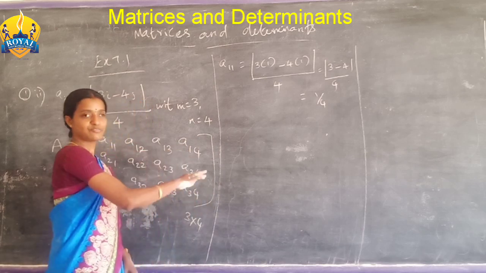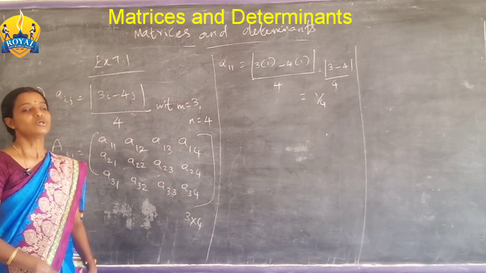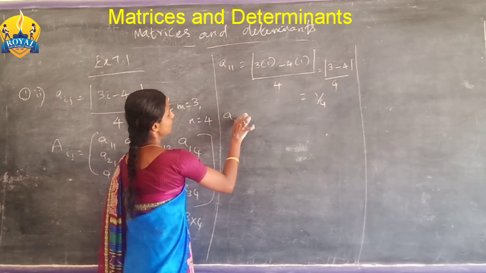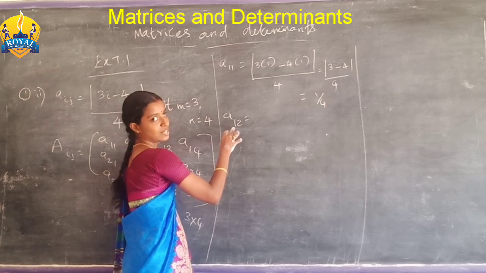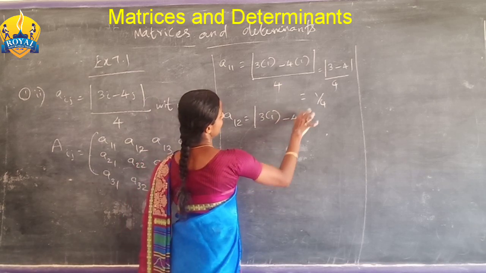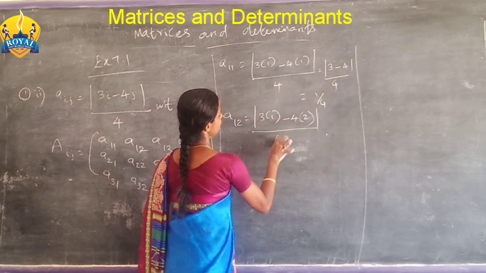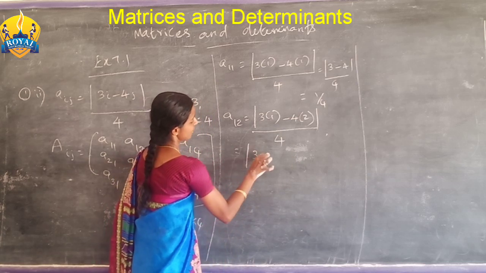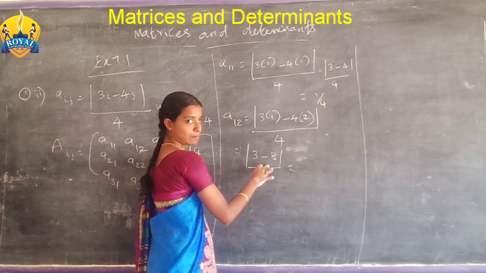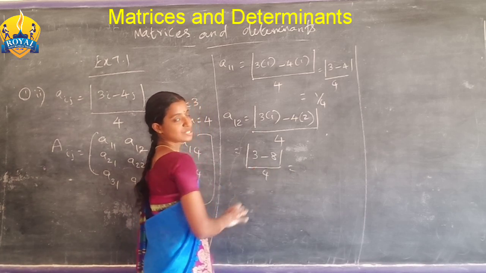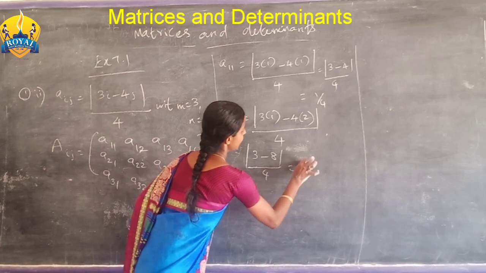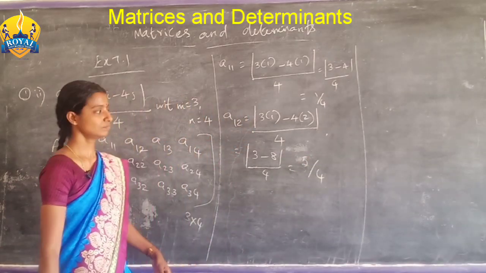Next, first we will find row wise, then the second row, then the third row, so it is easy for us to replace back in this matrix. Now A12, my i is 1, j is 2. So modulus of 3 into 1 minus 4 into 2 by 4. So modulus of 3 minus 8 by 4. 3 minus 8 is minus 5. One positive, one negative, you subtract and write the greater number's sign. So minus 5, modulus of minus 5 is plus 5 by 4.